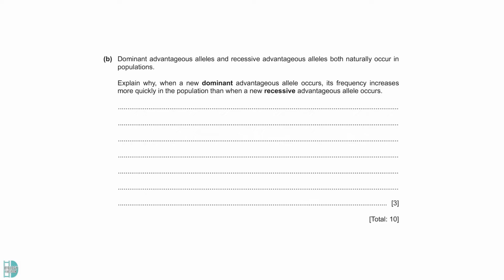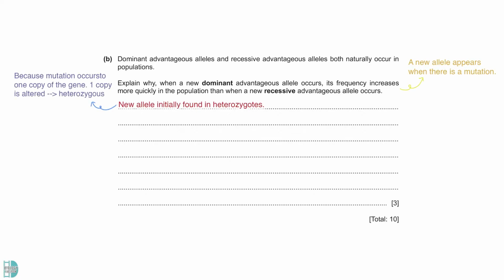Part B wants you to explain why when a new dominant advantageous allele occurs, its frequency increases more quickly in the population than a new recessive advantageous allele. A new allele appears when there is a mutation. When a mutation occurs in an organism where one copy of the gene is altered, it becomes a heterozygous individual. So, a new allele will initially be found in heterozygotes.